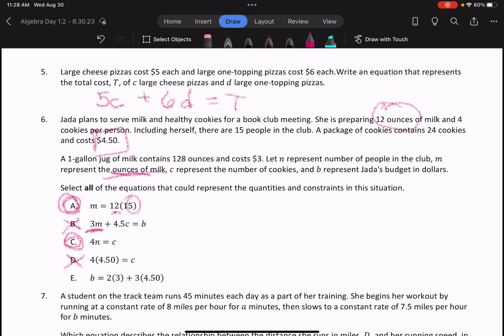And letter E says B equals 2 times 3 plus 3 times 4.50. So that's if we were to get 2 gallons, two jugs of milk, times $3, plus 3 times 4.50. So 4.50 represents the cost of the cookie packs, and if we need to buy 3 cookie packs for $4.50 each, then that would give us our budget, because it's telling us how much milk we need to buy and how many packages of cookies we need to buy. How much that will cost if we multiply by $3 and multiply by $4.50.